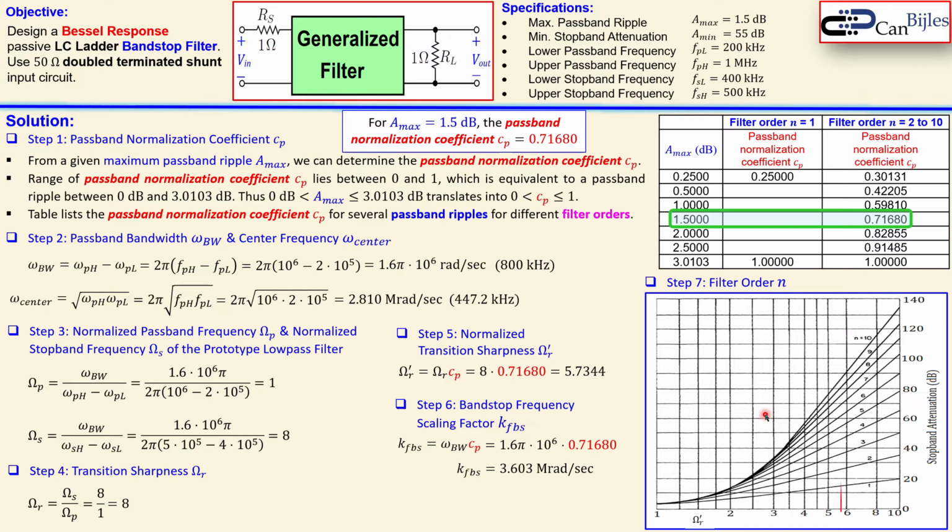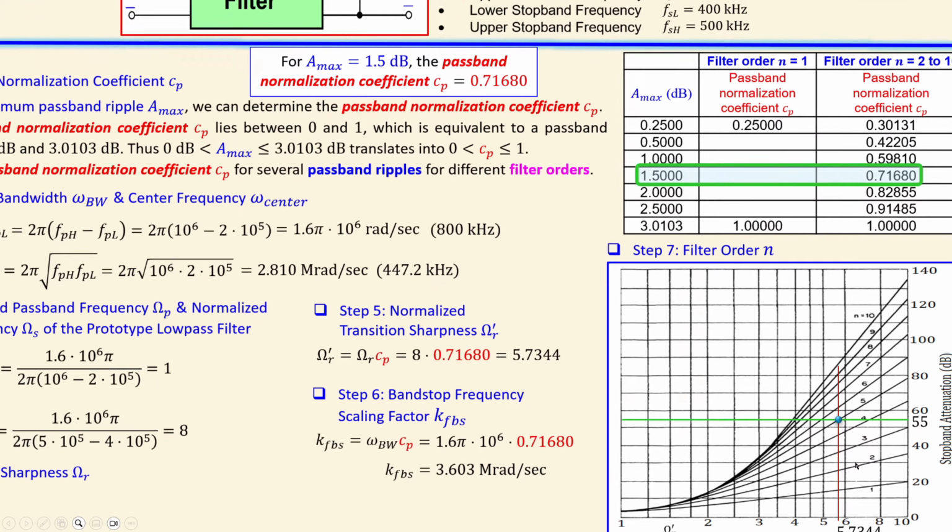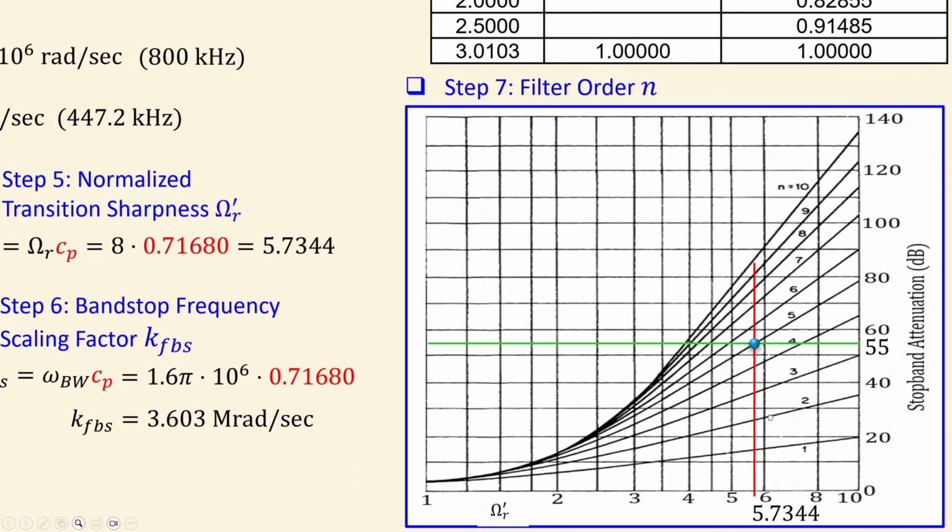So for that we need this graph. So we just first draw this 5.7344, this line, and there's also a line for 55 dB for attenuation, and there is an intersection here which is almost exactly at this line, which is our 5th order. Let me zoom in a little bit so you can see more carefully where the intersection is. Again, this normalized transition value, and this sharpness, and this is also the attenuation we need, and this is now the intersection. So we need the 5th order here, almost exactly 5th order.